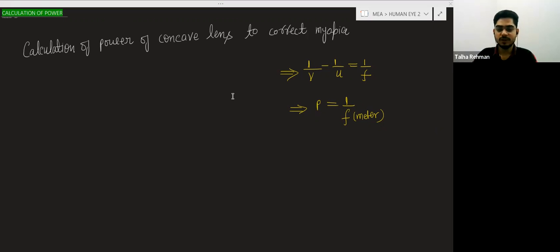So basically, how will you calculate the power? What is myopia? Myopia is something due to which the person is not able to see a distant object, an object which is very far from the person. Suppose I have myopia and I want to see a very distant object, and I am trying to see that object, but I am not able to see it. But the object is at that position. So to calculate the power, you will take the object distance as infinity.